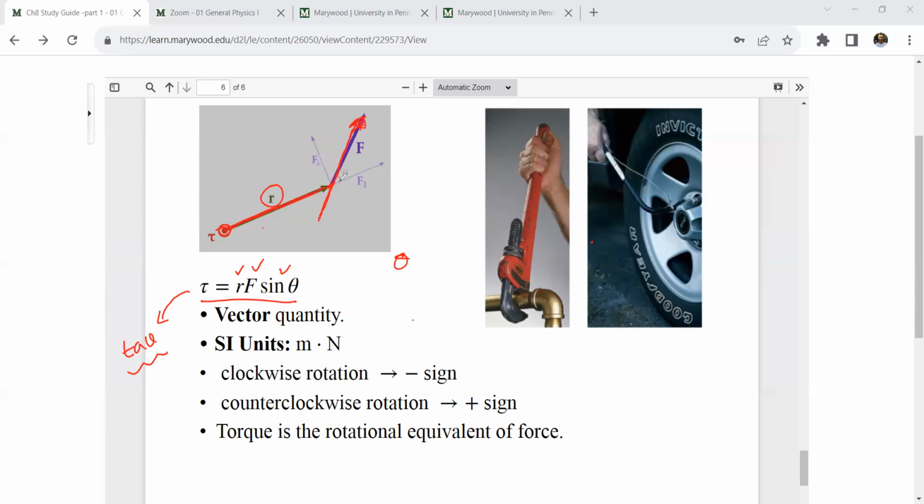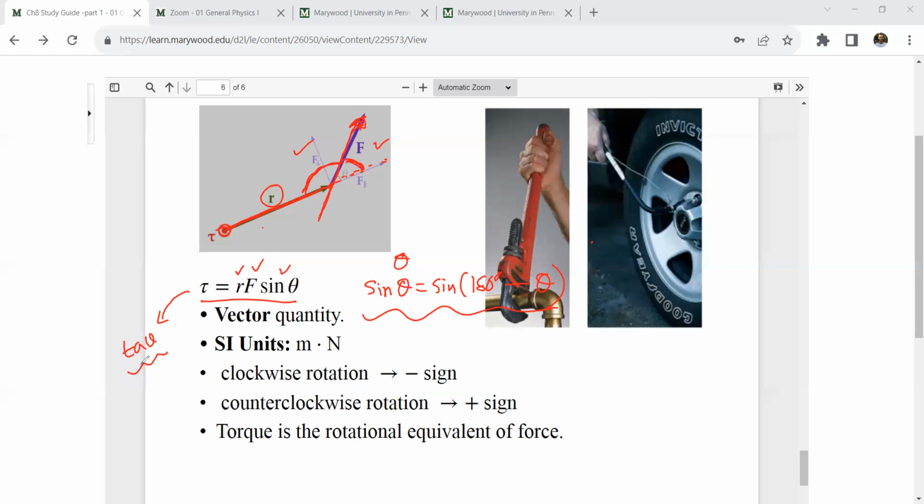It could be this angle, or you can extend R and make an angle between the extension of R and F. No matter which angle you use, numerically it will be the same. Why? Because in trigonometry there is an identity, sine theta equals sine of 180 degrees minus theta. Because of this trigonometric relation, no matter which angle you use, you should get the same numerical value.